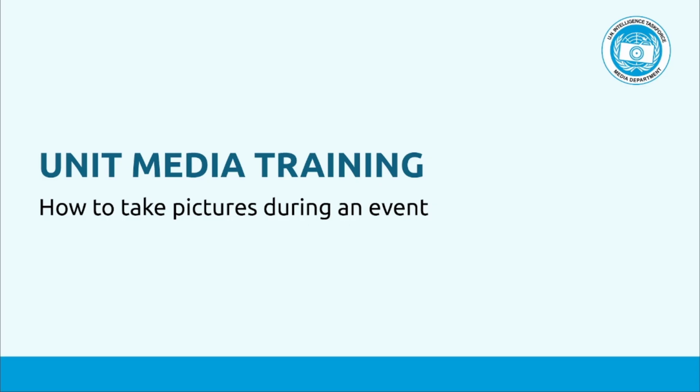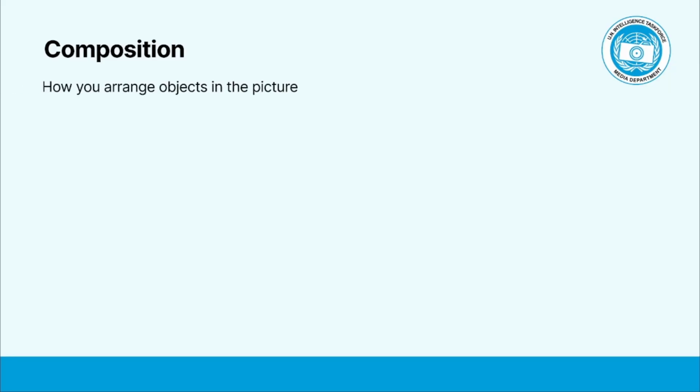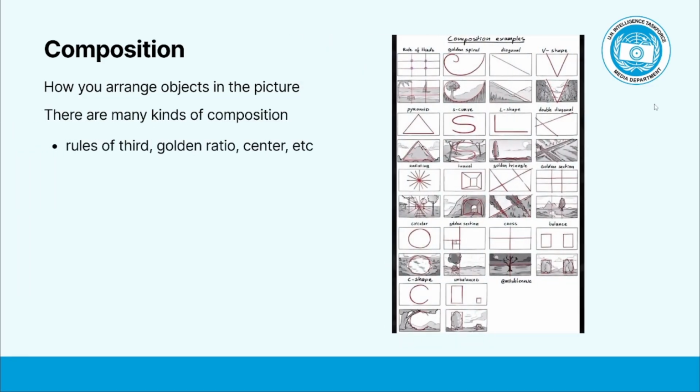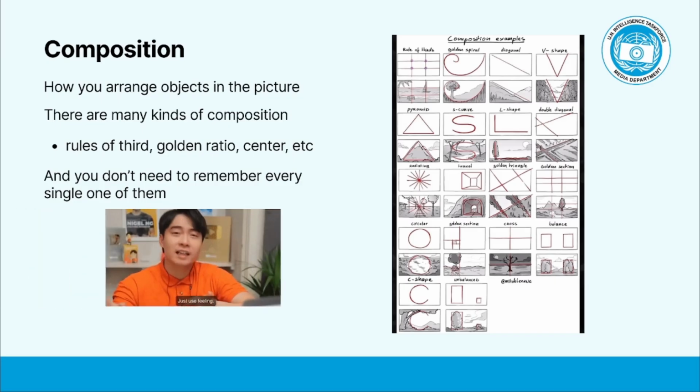Let's start first with composition. This is about how you arrange objects in the picture, and there are many kinds of composition. You can see for the example here, rule of thirds, golden ratio, center, etc. But the key thing is that you don't need to remember all of this. The main thing is that you have to use your feelings. The feelings here definitely play an important part.